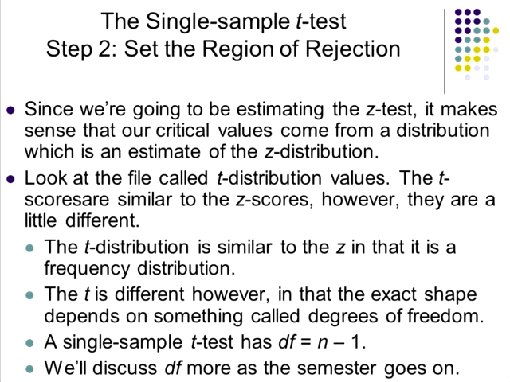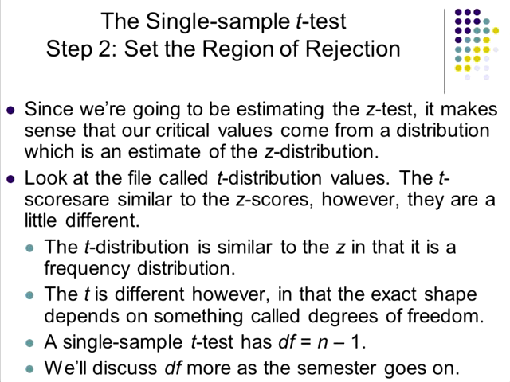But now we have to do something a little bit funky. Setting the region of rejection, okay? We're estimating the z-test, gotcha? We want to do the z-test. We would prefer to do the z-test, but we just don't have the information necessary, so we're stuck with the t-test, okay? Keep that in mind.